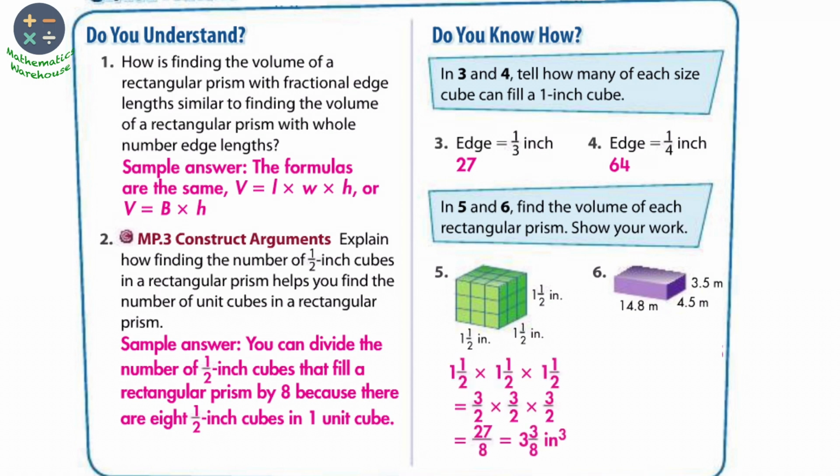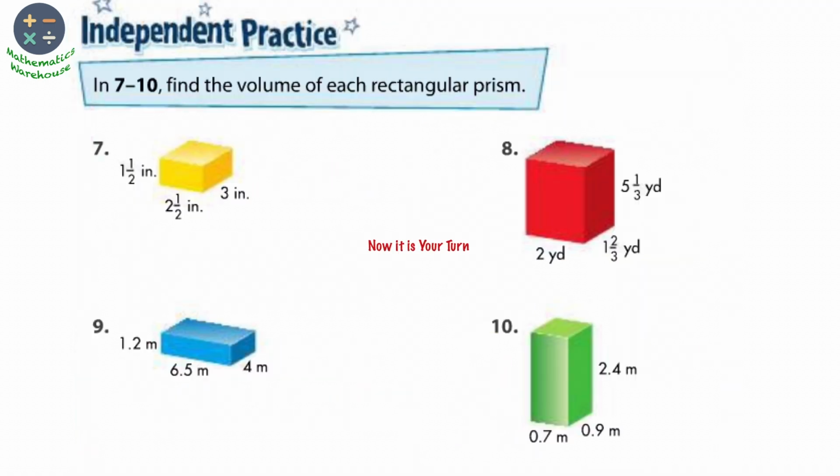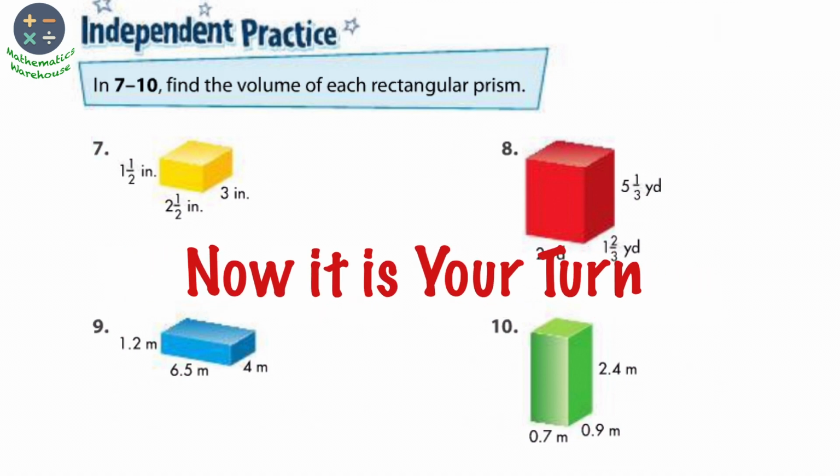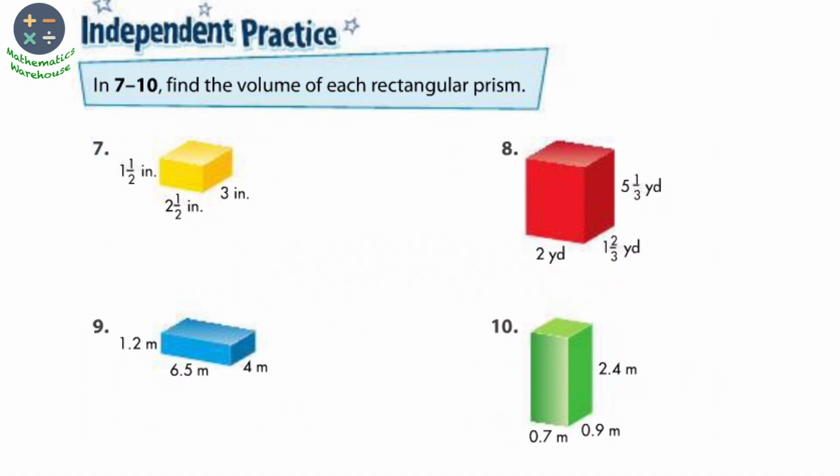Number 6, you have to multiply 14.8 times 4.5 times 3.5. And after multiplication, we have 233.1. Number 7, multiply 1.5 times 2.5 times 3. And the answer simply is 11 and 1 over 4 cubic inches. Number 8, you have to multiply 2 times 1 and 2 over 3 times 5 and 1/3. And the answer is 17 and 7 over 9.